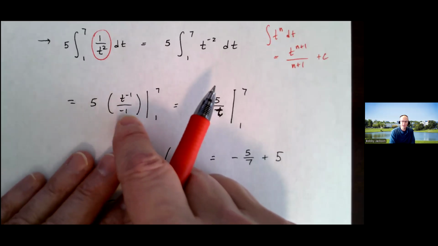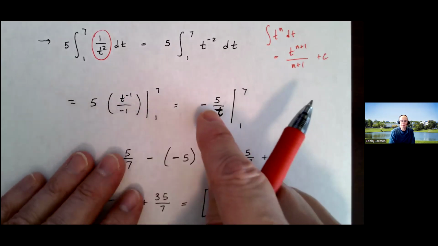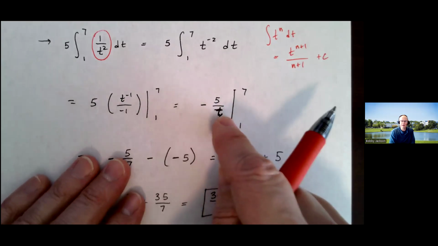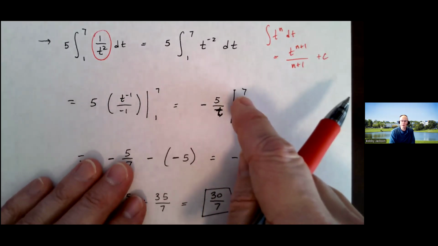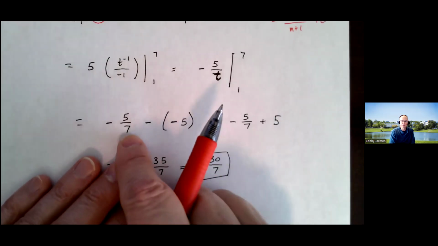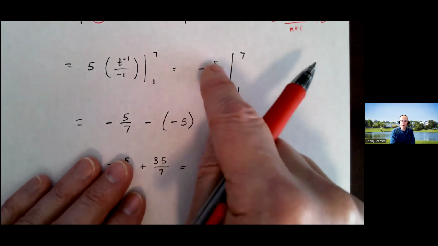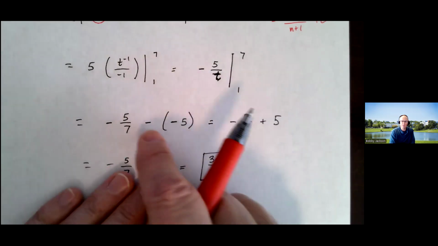Let's clean this up a little bit. T to the -1 is 1 over t, and 5 divided by -1 is -5, so I get -5 divided by t. Again, I'm going to evaluate this at the upper limit of 7, lower limit of 1. When I plug in 7, I get -5/7 minus, when I plug in 1, -5 divided by 1, I get a -5. So be careful here.